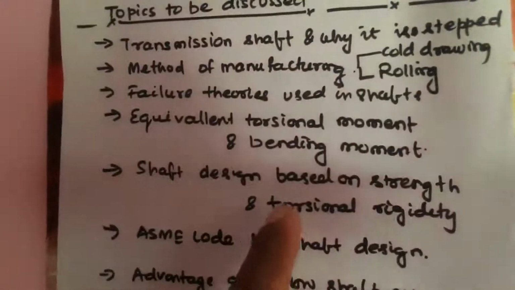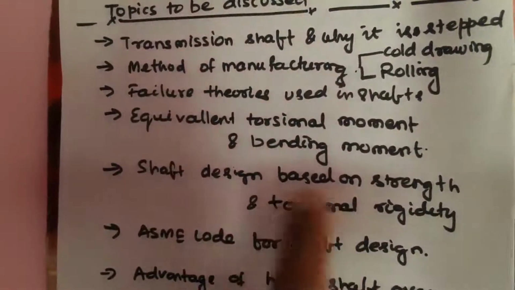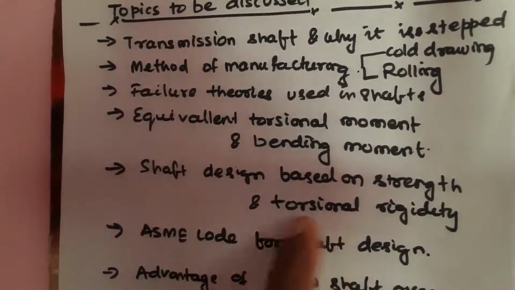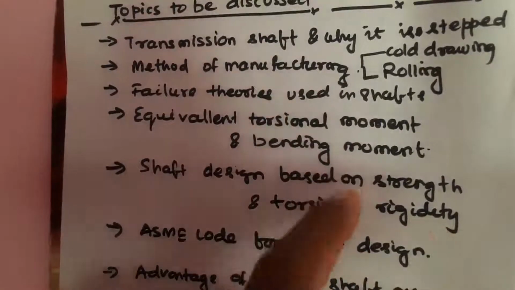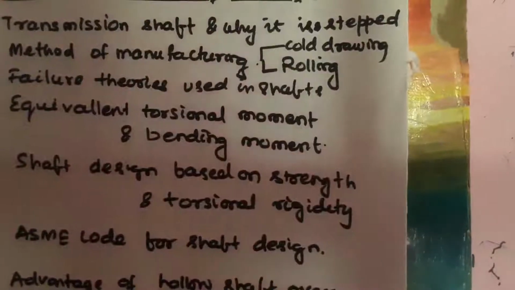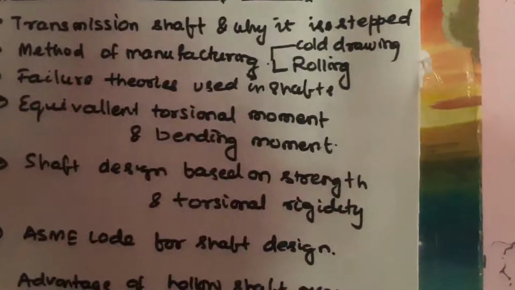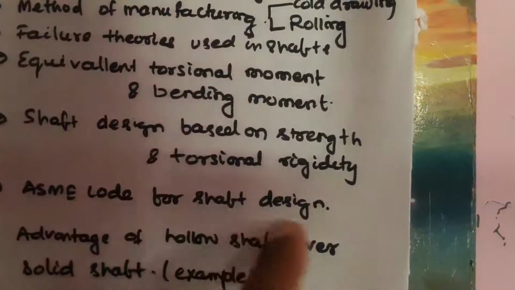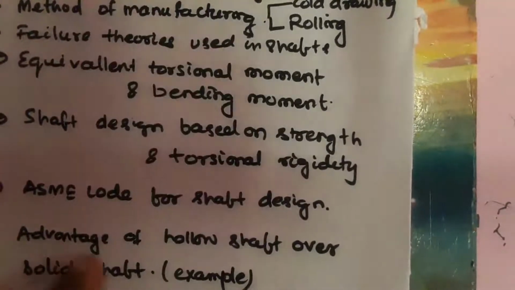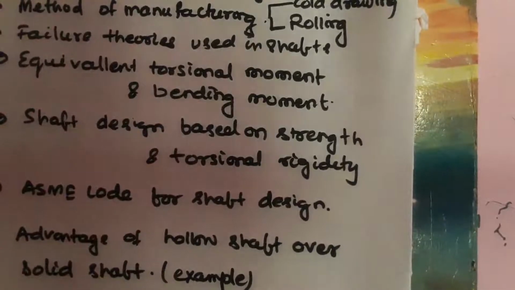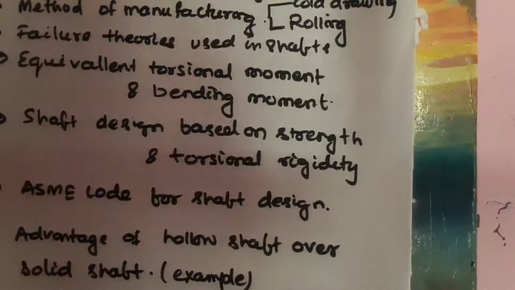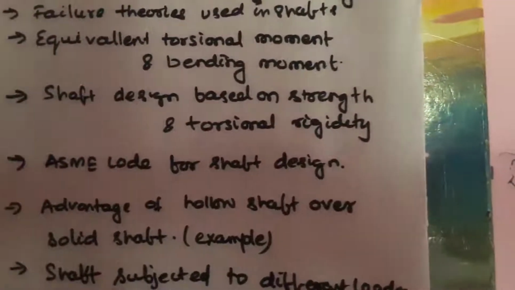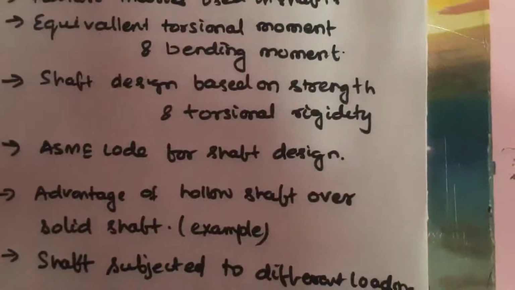Out of that, we'll be discussing the design of shaft based on the strength criteria and the design of the shaft based on torsional rigidity criteria, the separate criteria. Then we'll talk about the ASME, American Society of Mechanical Engineers, code for shaft design, and then the advantages of the hollow shaft over the solid shaft and the shaft subjected to different kinds of loading. So these are the several topics we are going to study.